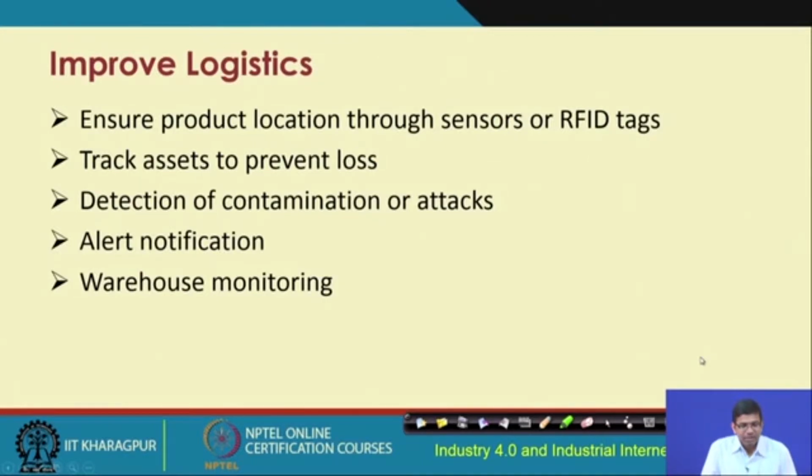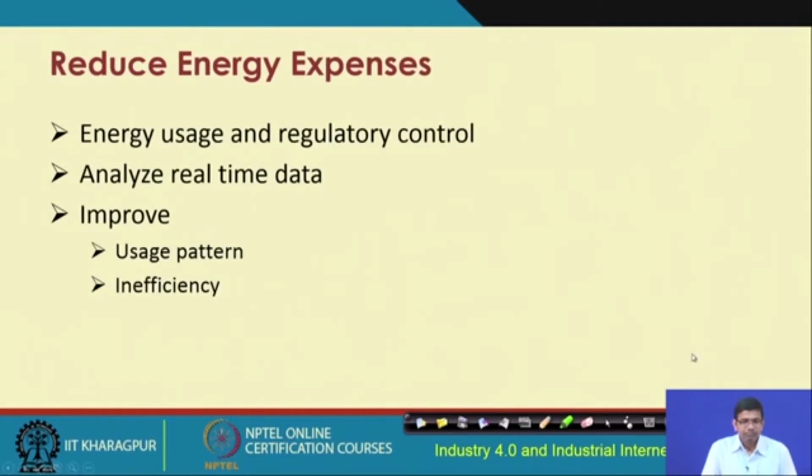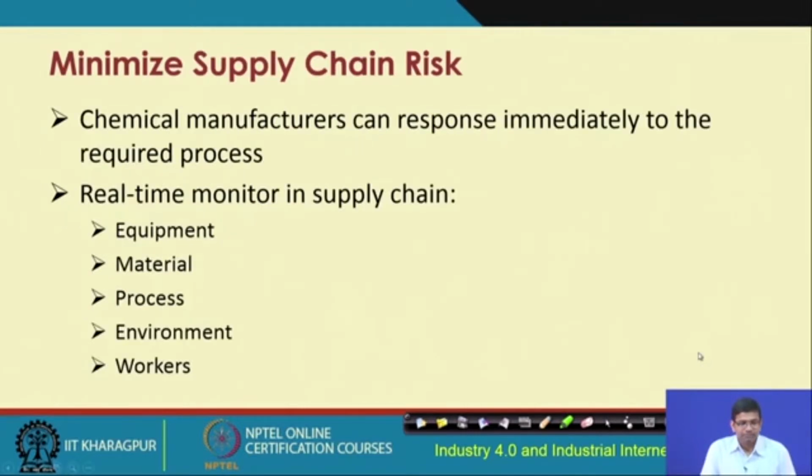solutions. Improving logistics, ensuring product location through sensors or RFID tags, tracking of assets to prevent loss, detection of contamination or attacks, alert notification, warehouse monitoring are the different things that can help improve the logistics. Reducing energy expenses, energy usage, regulatory control, analyzing real time data, improving the usage pattern, behavioral pattern of users, reduction of inefficiency. So, these are the different characteristics, different things about the energy expenses, and reduction of energy expenses is of concern.